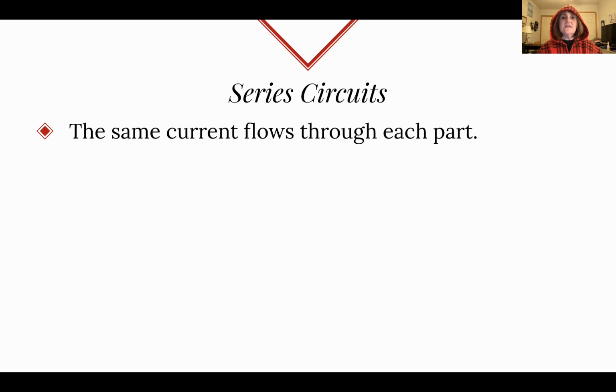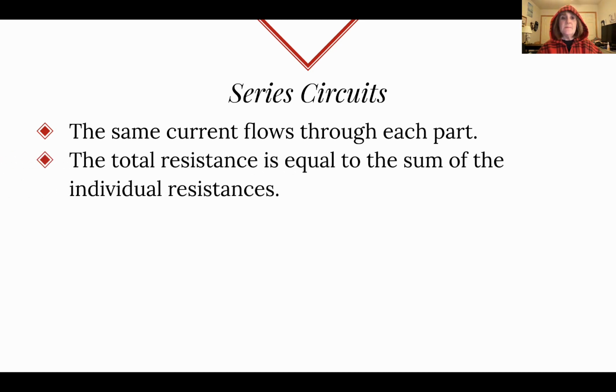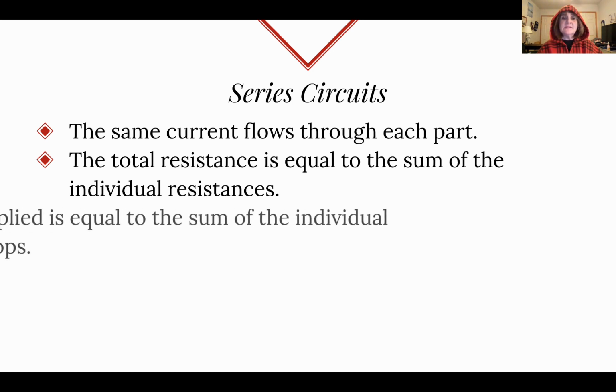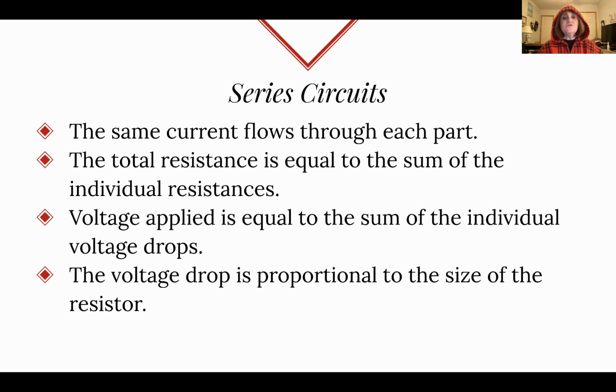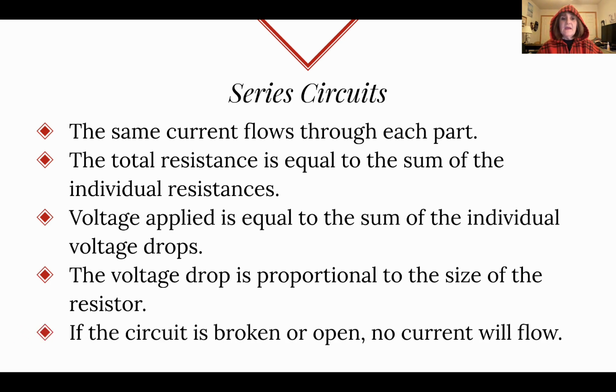So let's look at a series circuit. A series circuit has the same current flowing through each part. The total resistance is equal to the sum of the individual resistances. The voltage applied is equal to the sum of the individual voltage drops. The voltage drop is proportional to the size of the resistor. And if the circuit is broken or open, no current is going to flow because they all flow through each other.